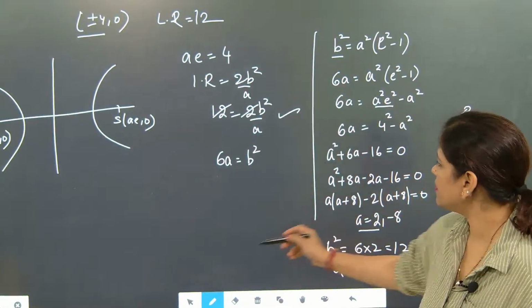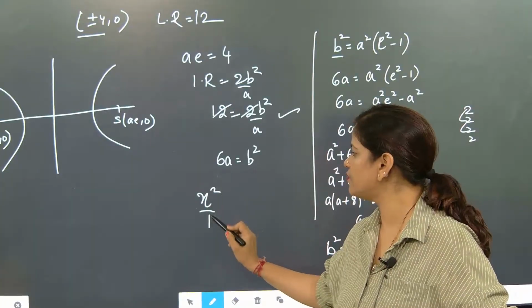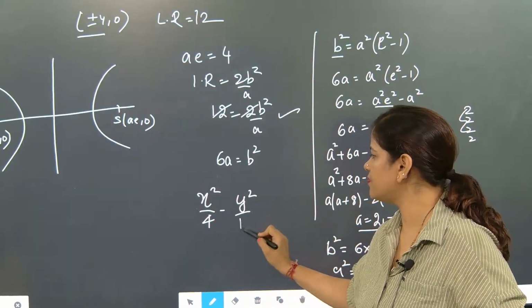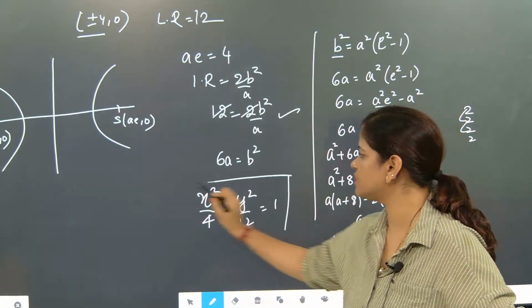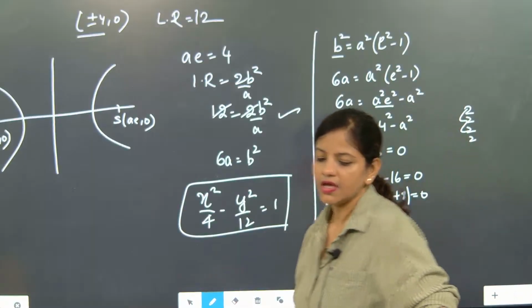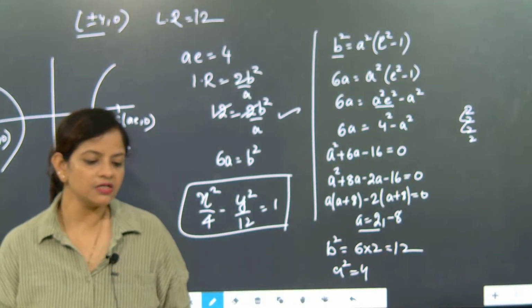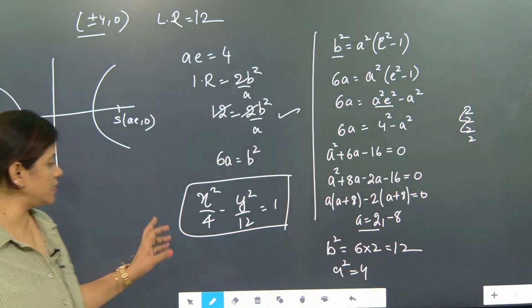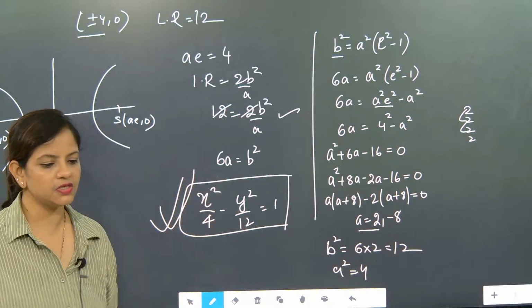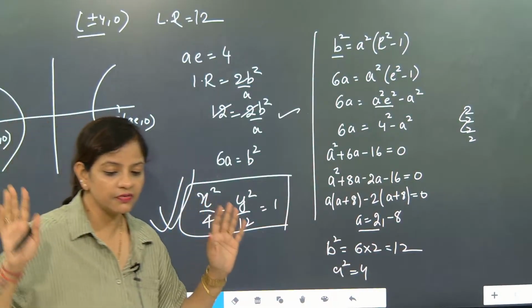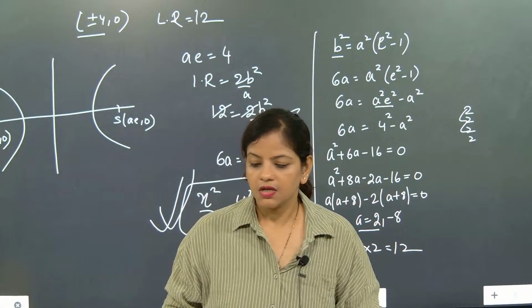So here the equation will become x square by 4 minus y square by 12 is equal to 1. Understood? x square by 4 minus y square by 12 is equal to 1. This will become the equation. That's it. This is exactly the way to solve the question.